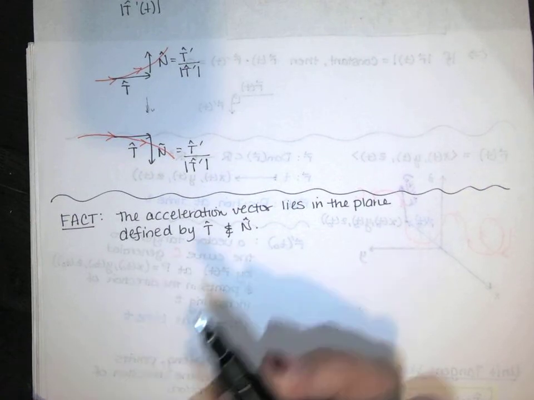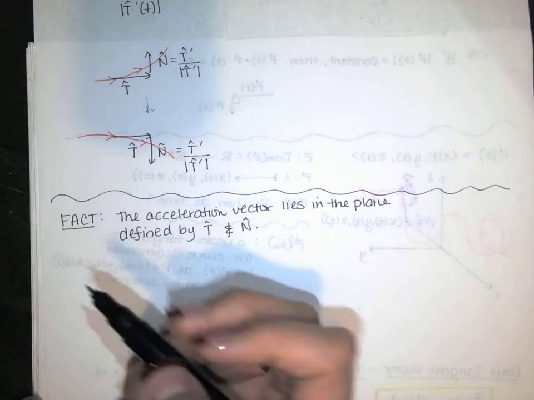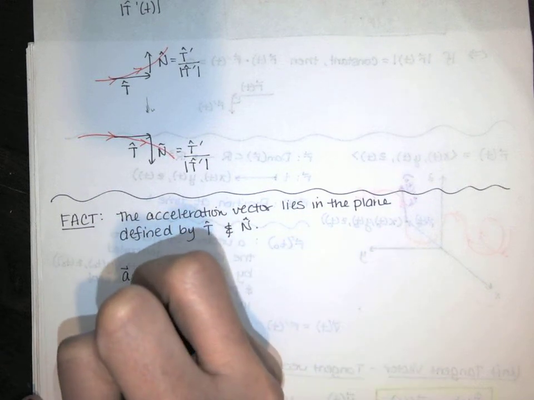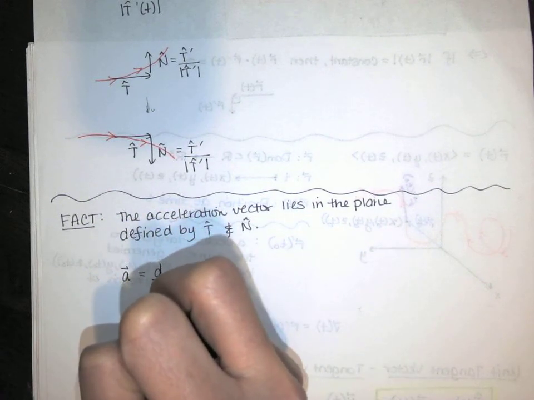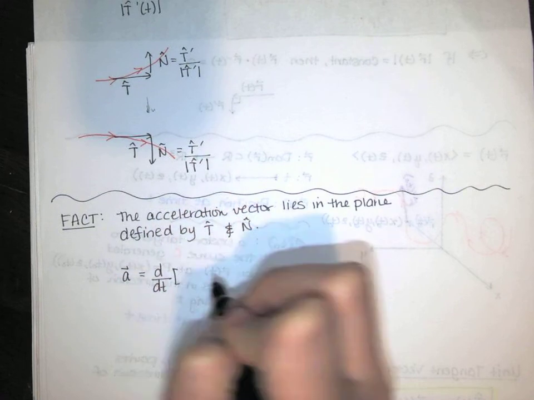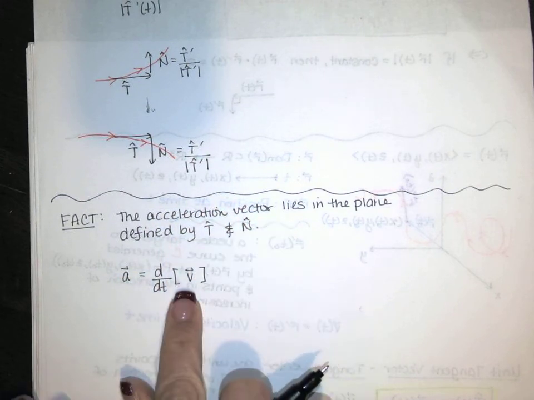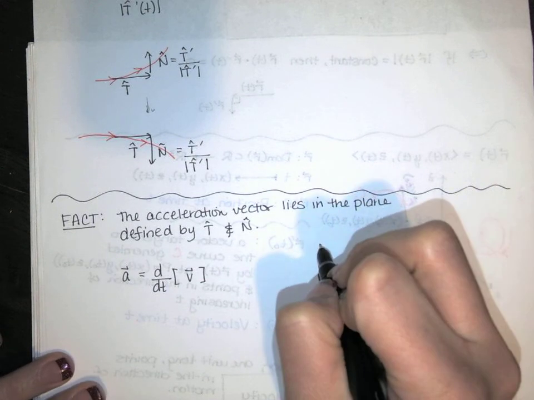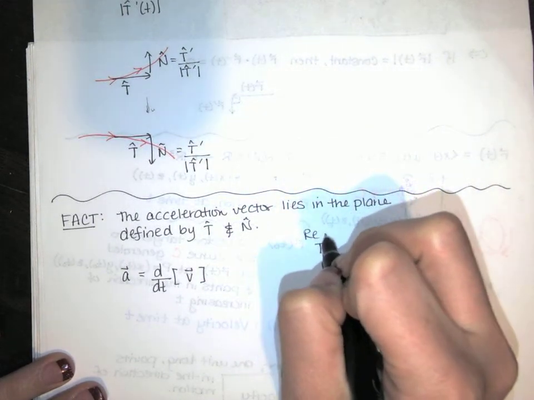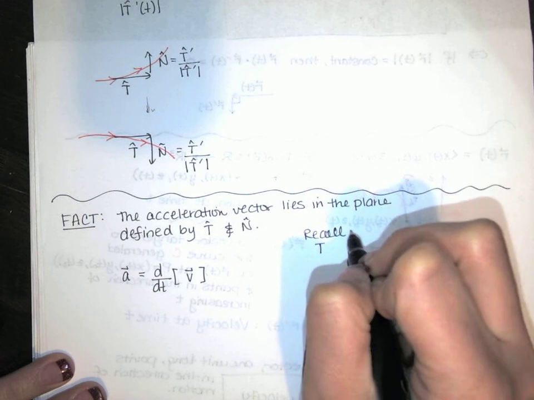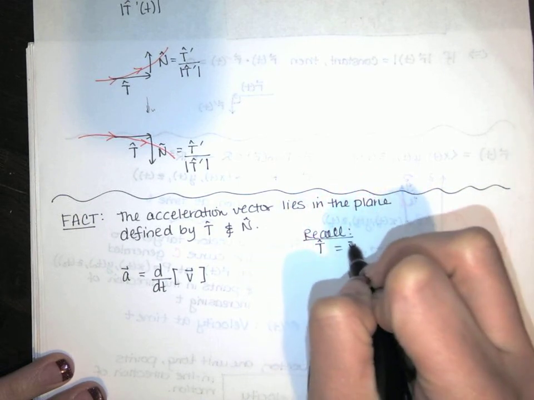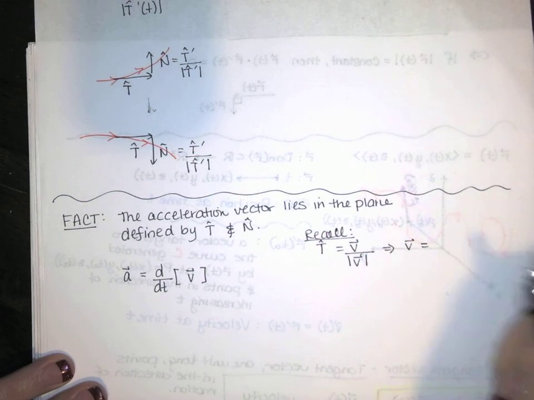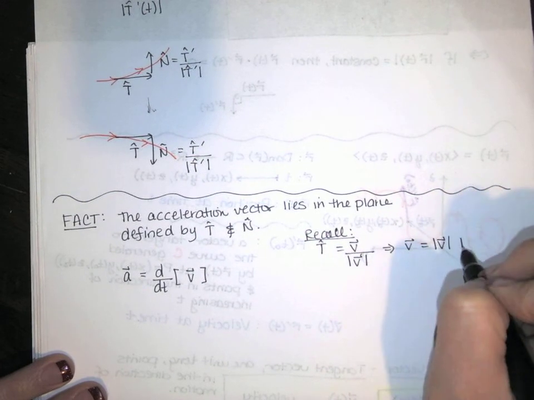Okay. And one way that we can prove this to ourselves is to just look at the acceleration vector and say, okay, well, that's the derivative of the velocity vector. And the velocity vector can be defined in terms of t hat. Just remember, t hat is just the velocity divided by its length. So if I solve for velocity, it's just going to be the length of the velocity vector times t hat.